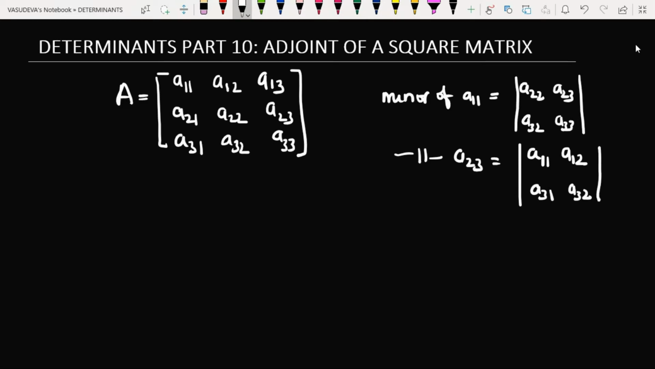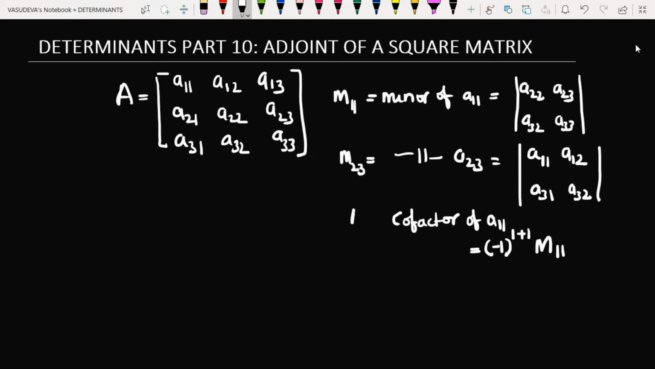Now we will define the cofactor of an element. So how to define the cofactor? Cofactor of an element: here cofactor of A11 is minus 1 to the power of 1 plus 1, the sum of the suffixes of A11, into the minor of the element M11. So this is denoted by M11 and this is denoted by M23. And the cofactor of an element is denoted by capital letter A11.